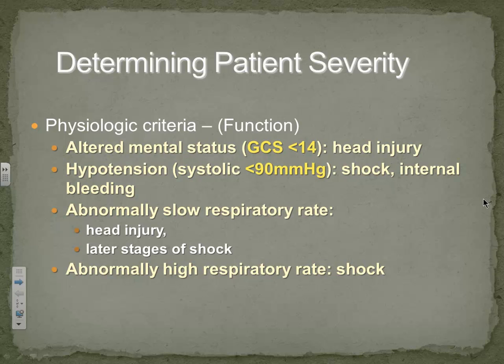Okay, high respiratory rate, shock, right? Low respiratory rate, irregular respiratory rate, what? Head injury. High blood pressure, head injury. Particularly, we'll learn a little bit later about our stroke patients. If you've got a patient that's had a stroke, where they've got bleeding in the brain, what's their blood pressure going to be like? It's going to be off the charts. It's usually very high.